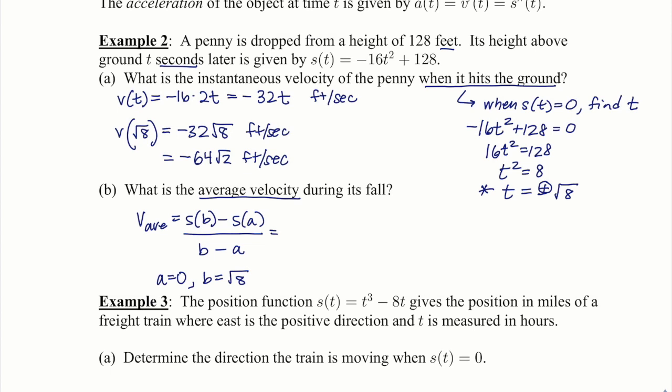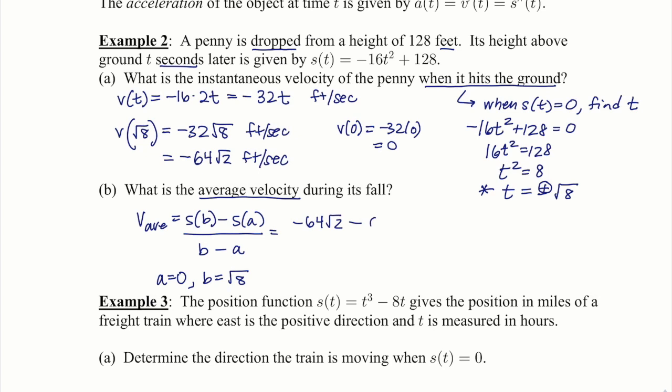I was going to say we need to make this negative. I don't know why I keep wanting to make that negative. The velocity is negative, but not the time. So the velocity at the end point was negative 64 times the square root of 2. And the velocity at the start would just be 0, right? If I do v of 0, I get negative 32 times 0, which makes sense because it says the penny was dropped rather than thrown down.